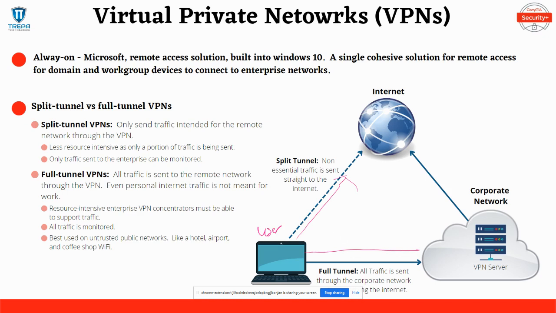And then a full tunnel VPN is that it doesn't matter what the traffic is, it'll all be sent through the VPN. So if we're in a full tunnel, if this user wants to go to google.com, instead of going directly here, it's going to use that tunnel straight to the corporate network and then back out.